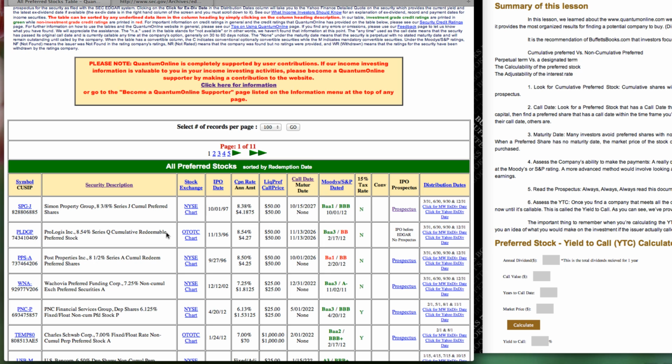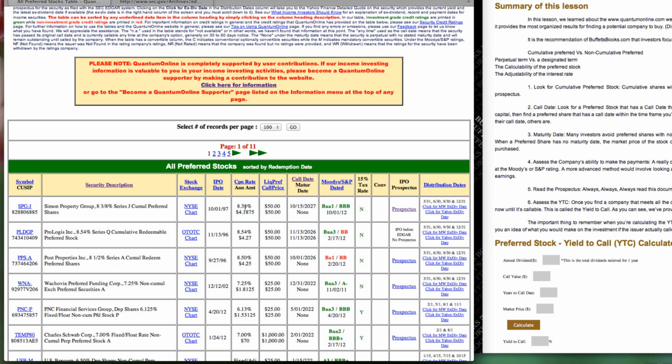The reason I want it to be cumulative is because that means the company has to ultimately pay that dividend that they're claiming, that 8.38%. The only way they're not going to pay that is if the company is going bankrupt and they literally cannot make payments to anybody and they're in the process of liquidating. So that's when you're not going to get your payment. Now the company does have the option to defer those payments.